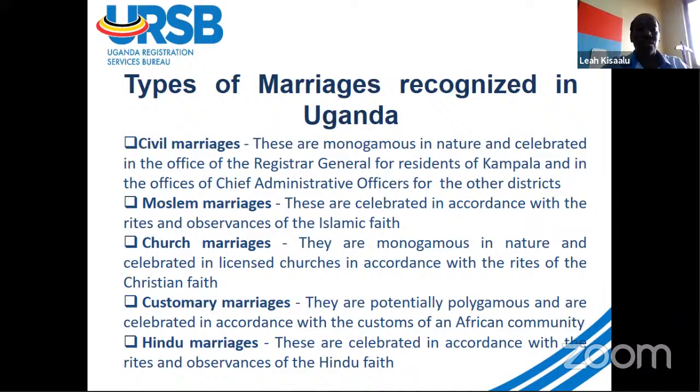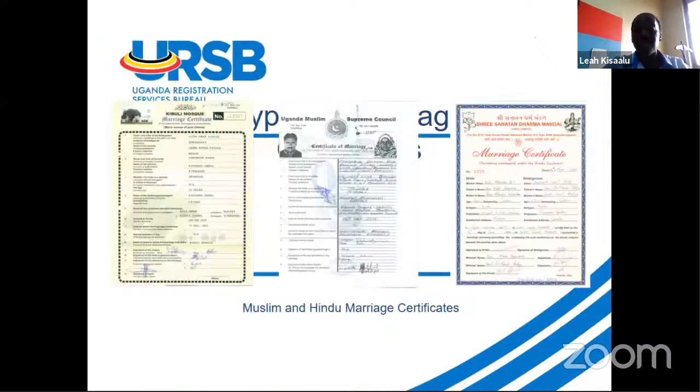If you're Munyankole, you will do your kuhingira according to those customs. If you're Muganda, you follow that. If you're Mugisu, and so on, we have the different customs where we expect you to have contracted your marriage under those customs of an African community. Then lastly, we have the Hindu. These are also celebrated according to the rites and observances of the Hindu faith.